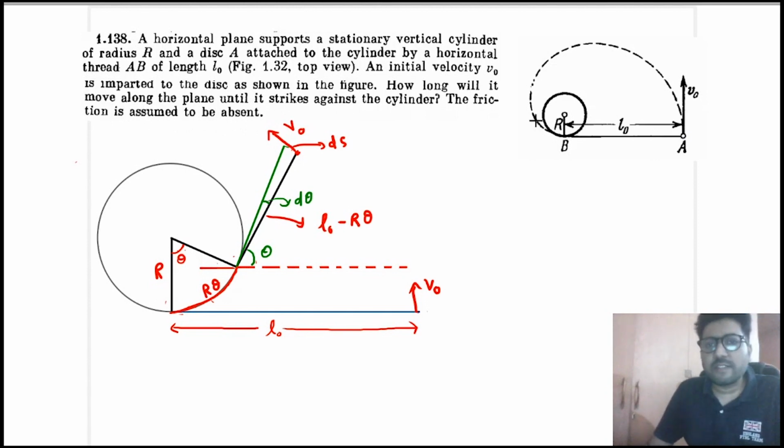So we will solve this problem using three methods. Let us first discuss what is method 1. Suppose at any instant this thread has rotated by an angle theta. So if the thread is rotated by an angle theta, the length of this arc covered is r theta.